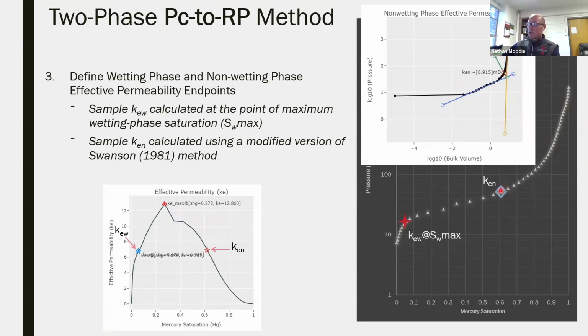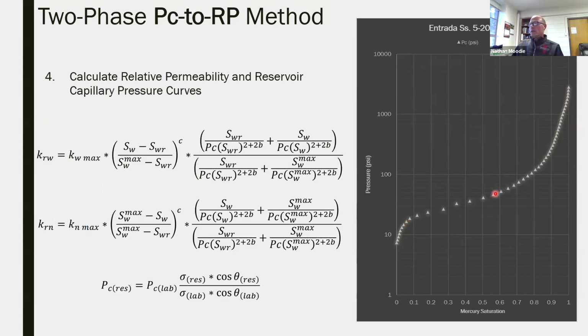And it seemed to do a good job of picking this point with most of these curves, picking this non-wetting phase effective permeability, and it would match up fairly well with when we would run this against experimental data. So these are the two curves that I developed for the two-phase method for the wetting and the non-wetting phase and your capillary pressure conversion.